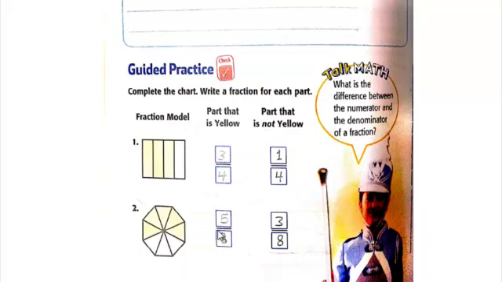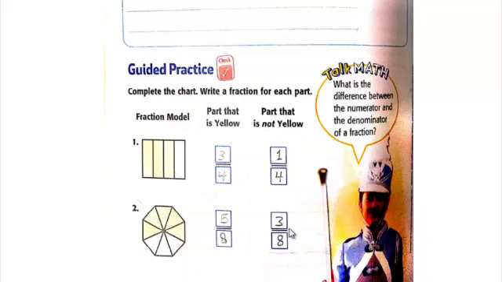When you read this fraction, you will say 5/8, as 5 is a plural number, as 5 consists of 5 parts. 1, 2, 3, 4, 5. Okay, 5/8. Now, the part that is not yellow.